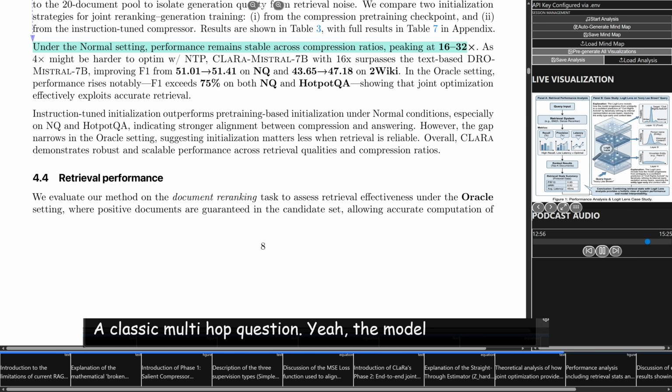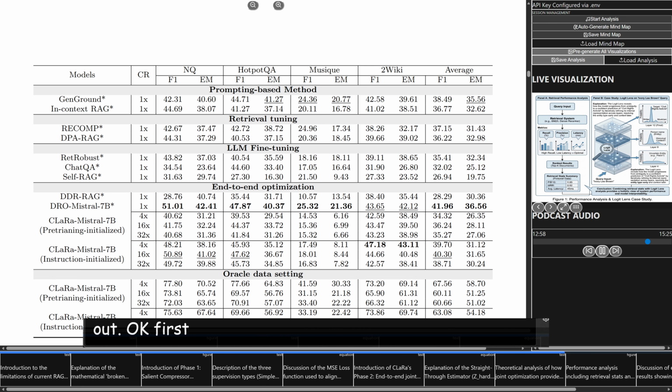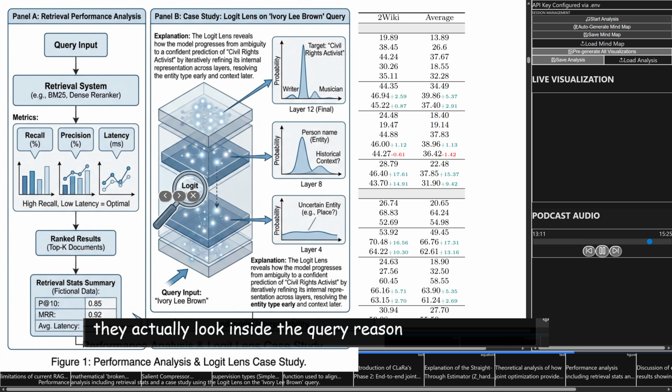Yeah. The model has to figure out, okay, first, who is the nephew of Ivory Lee Brown? That's Adrian Peterson. Second, where did he play? Oklahoma. And third, what were his 2004 freshman stats? So when they actually look inside the query reasoner to see what semantic topics it was focusing on, the decoded tokens included NFL and Oklahoma. Words that were nowhere in the original question.